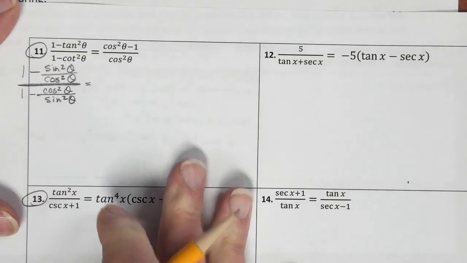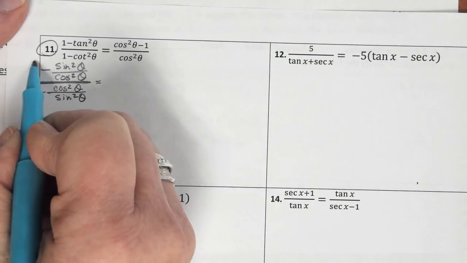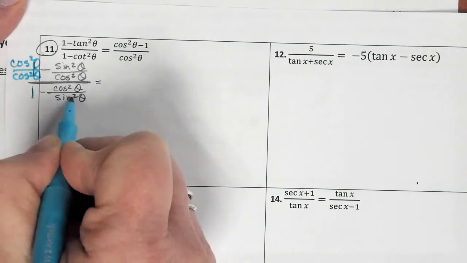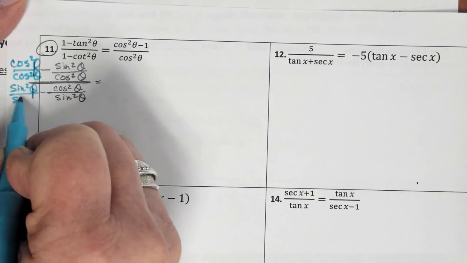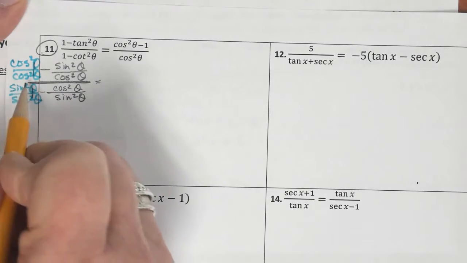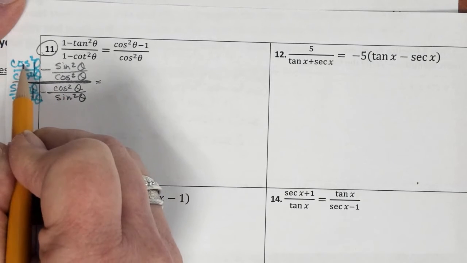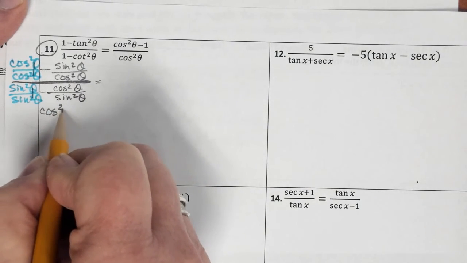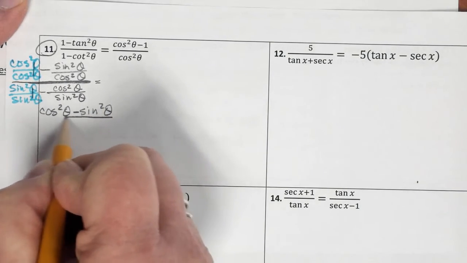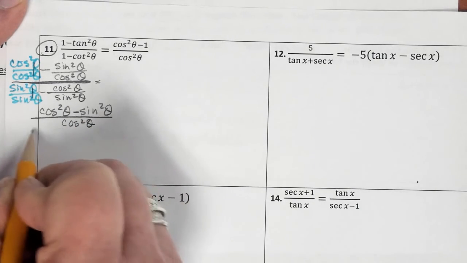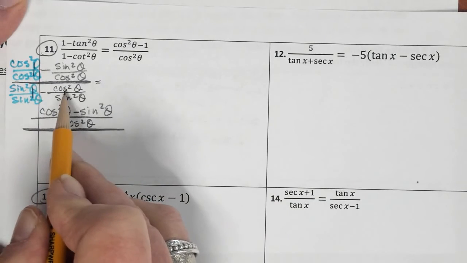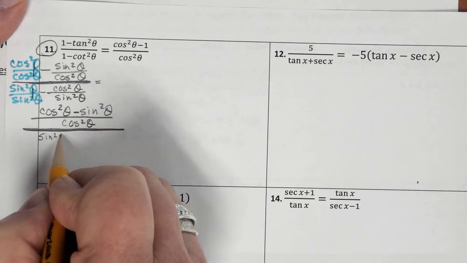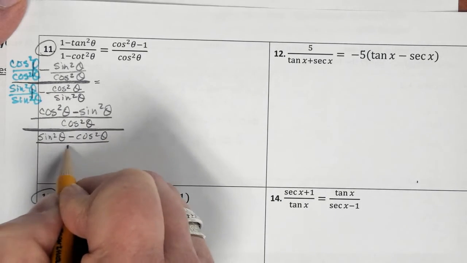equals. Now I'm going to need my common denominator. This 1 is going to change to cosine squared over cosine squared. And this 1 is going to change to sine squared over sine squared. So that now my numerator has cosine squared minus sine squared over a common denominator of cosine squared. You rewrite that. Cosine squared minus sine squared over cosine squared all over, that's just the numerator. The denominator has sine squared minus cosine squared over sine squared.